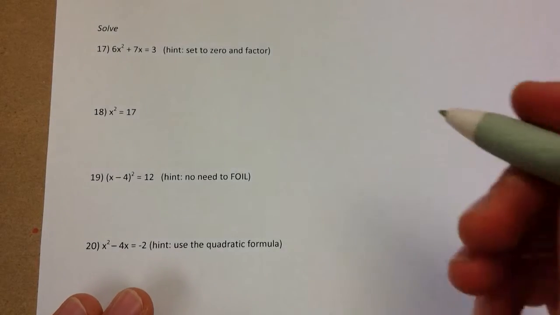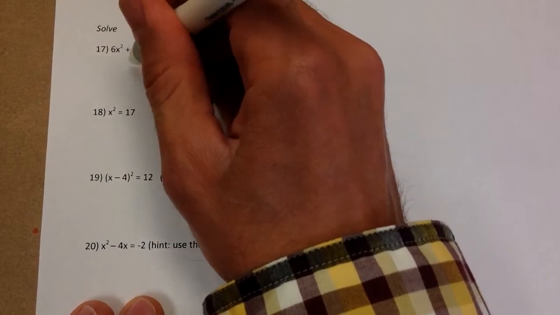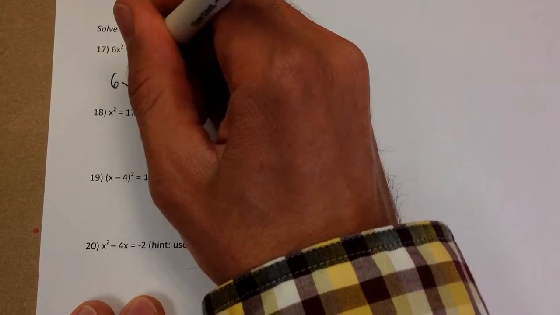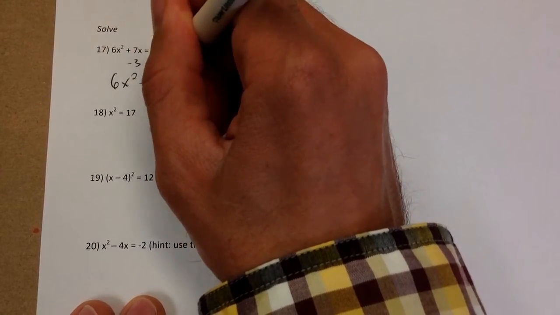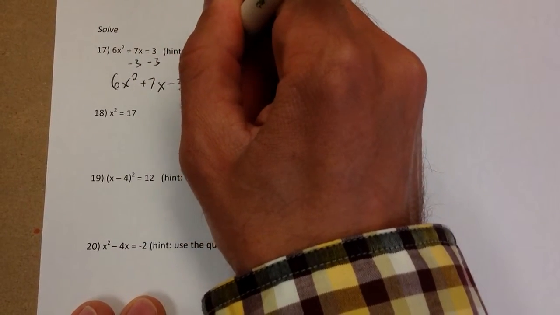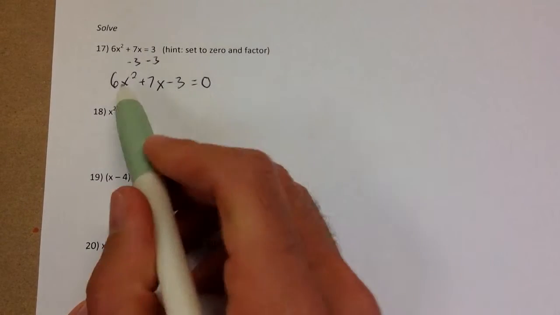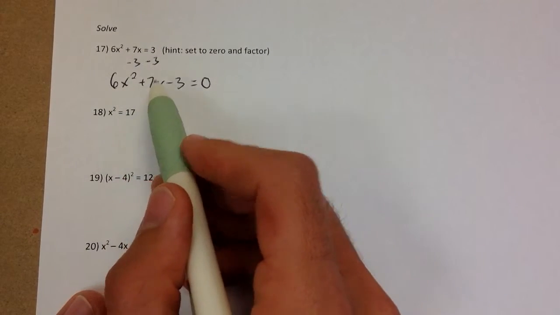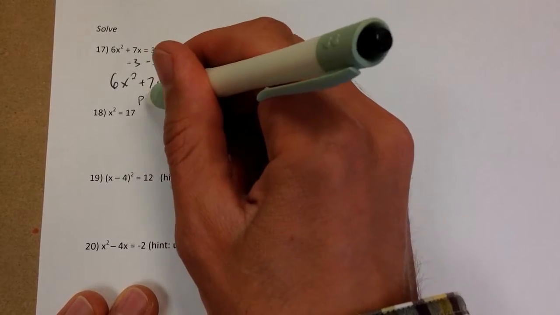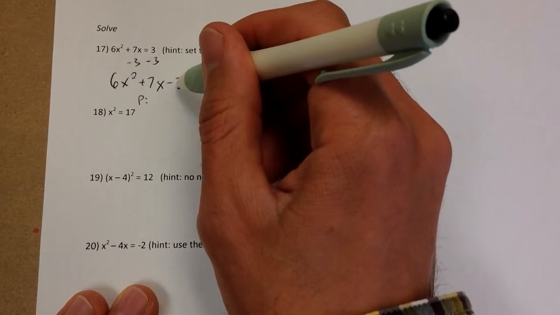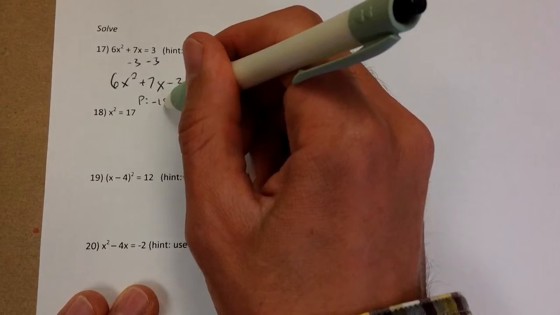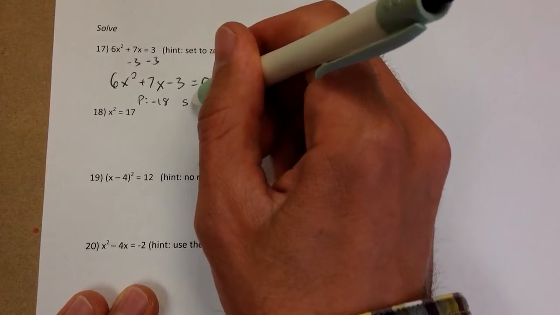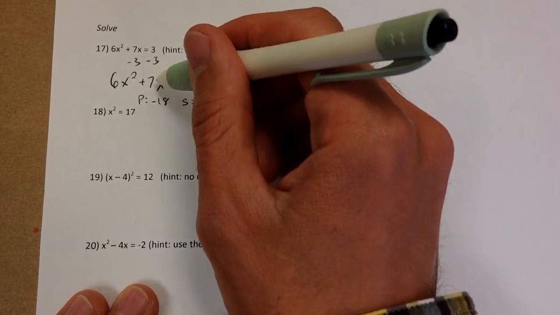So let's do that. We subtract 3 from both sides, and we're left with 6x squared plus 7x minus 3 equals 0. This is a quadratic trinomial. The leading coefficient is not 1, so the product number, as I've been referring to it, is 6 times negative 3, or negative 18. And the sum is the middle coefficient, 7.